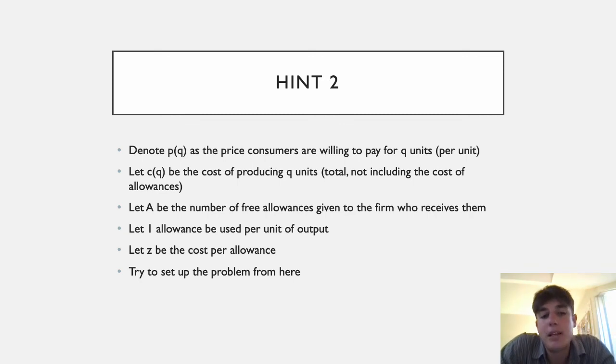Let A be the number of free allowances given to a firm who receives free allowances. Obviously, a firm that doesn't receive free allowances just gets 0 free allowances. Let one allowance be used per unit of output. Note, you don't need this assumption to derive the result, but it just makes the maths a bit cleaner. Let Z be the cost per allowance. And yeah, try and set up the problem from here and show that the conditions for the firms to be acting optimally are the exact same.